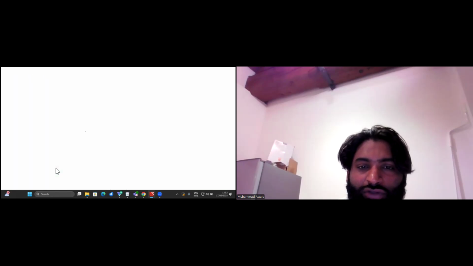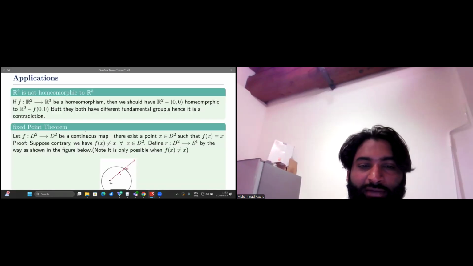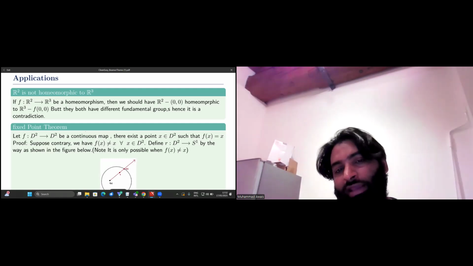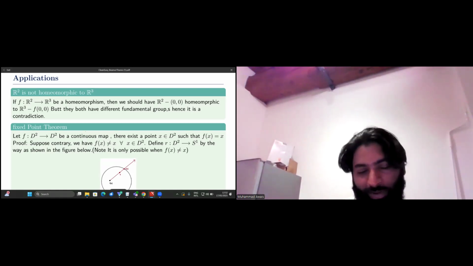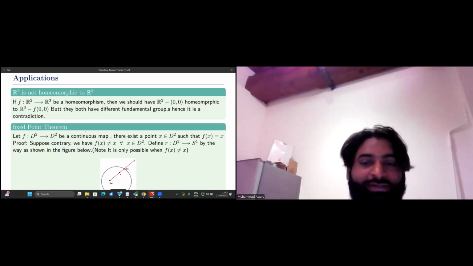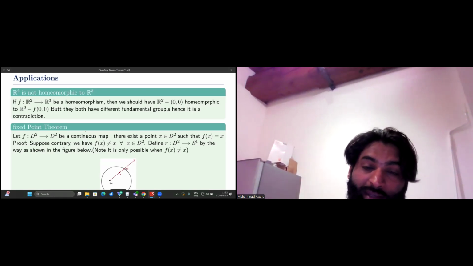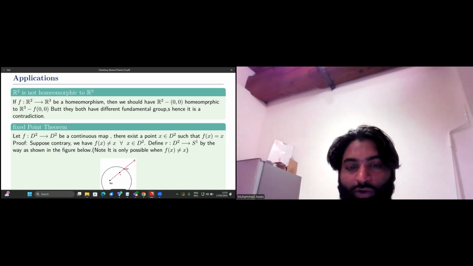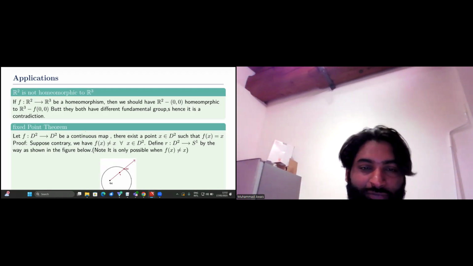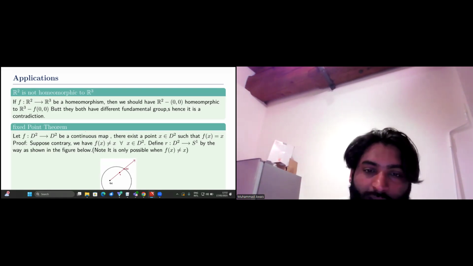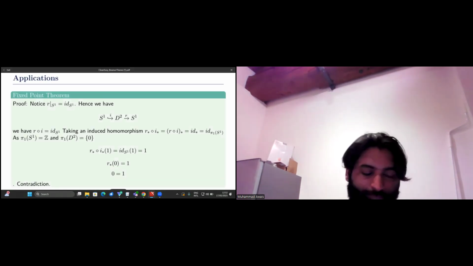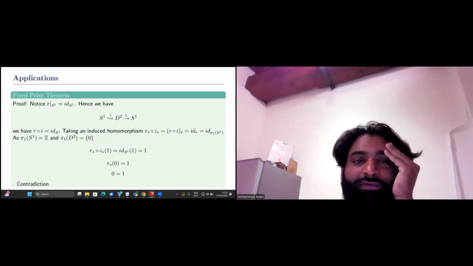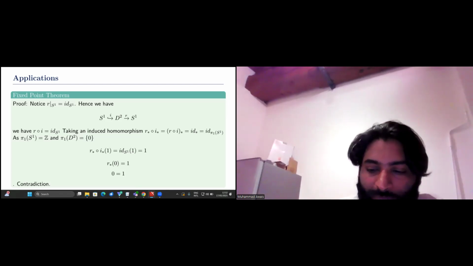So the assumption which we had earlier, that for all x in D2, f of x is not equal to x, was wrong. So the contrapositive of that assumption should be true, which is that there exists some point x in D2 such that f of x is equal to x. So you can see such a fancy statement one can prove with a little effort using these strategies from the fundamental group.